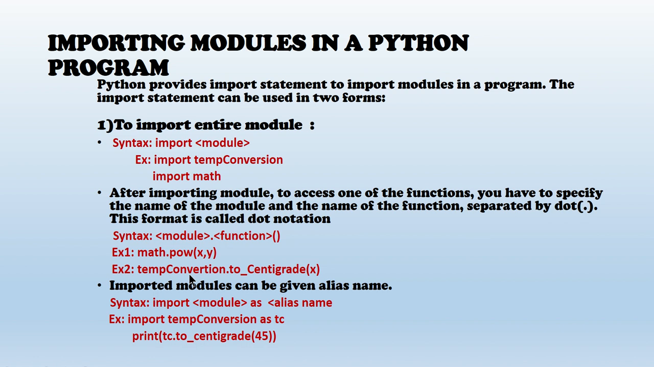In our temp conversion program, we have two functions. If you want to use any of the functions, you have to specify temp conversion dot the function name. What is the function name? It is to centigrade and then to Fahrenheit. This is an example using one such function.